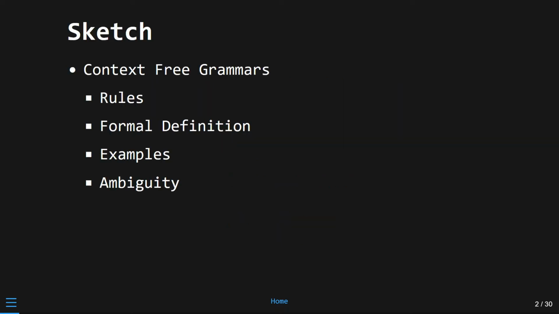Okay. Context-free grammars are described by rules. A rule is very, very close to a lambda expression, right? They're not as powerful as lambda expressions. They're pretty powerful. Context-free grammars have a formal definition. They are not an automata, so this is much closer to defining regular languages again. We're going to look at some examples, and then we're going to look at this thing called ambiguity. It can be ambiguous how a context-free grammar generates a language.